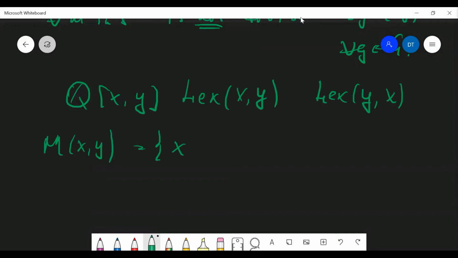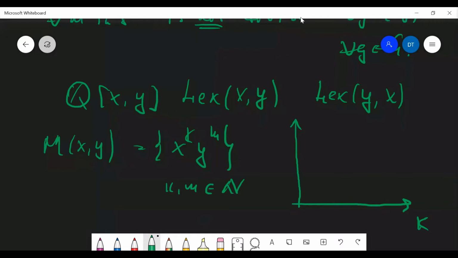Okay, so now what are the monomials in x and y? The monomials are just expressions of this form, where k and m are natural numbers, including 0. So I can represent every monomial as a point on a plane. Let's say here I want to denote k and here m. Then all the monomials are the elements here. Let me write down several of them. So each point here represents a monomial.